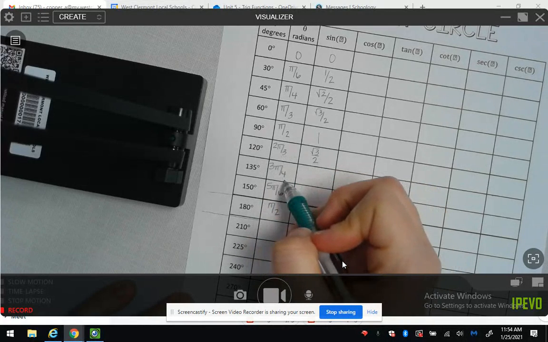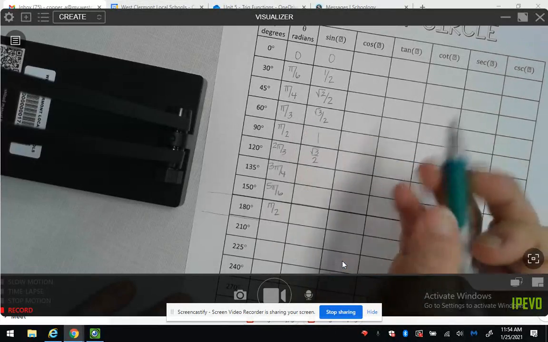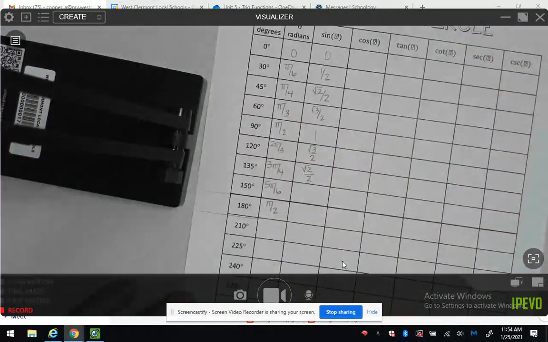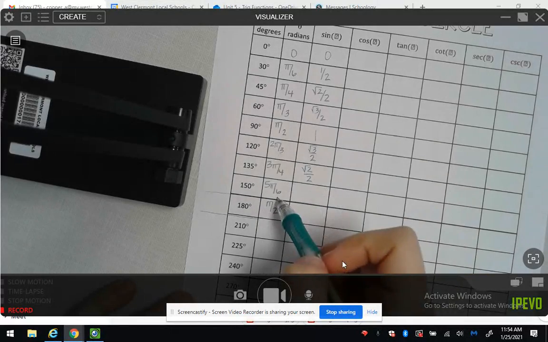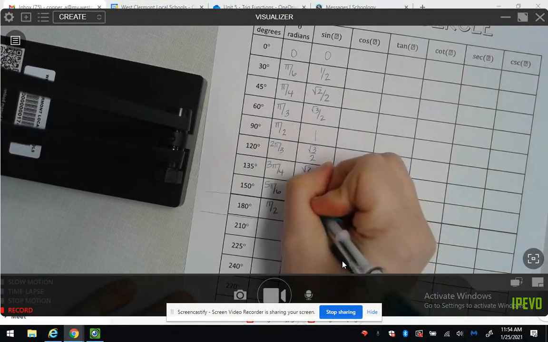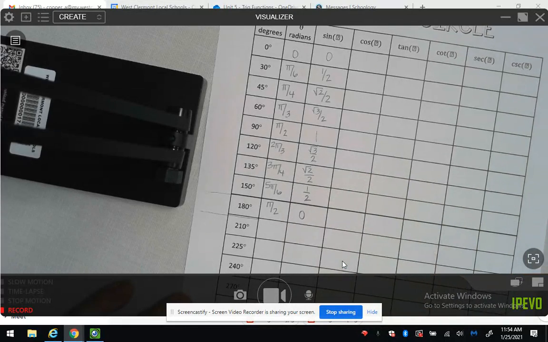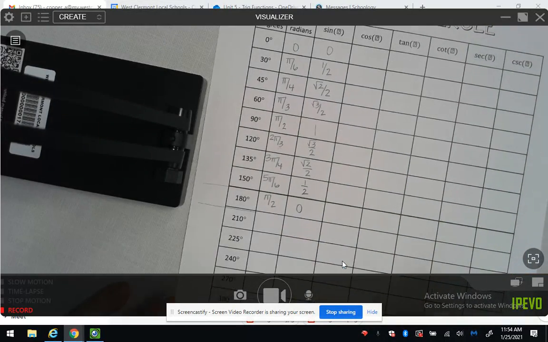So 3 pi over 4, reference angle is pi over 4. It's in the second quadrant, so radical 2 over 2. 5 pi over 6, reference angle is pi over 6, so that is positive 1/2. That's going to be a 0. And just continue that through the whole chart.